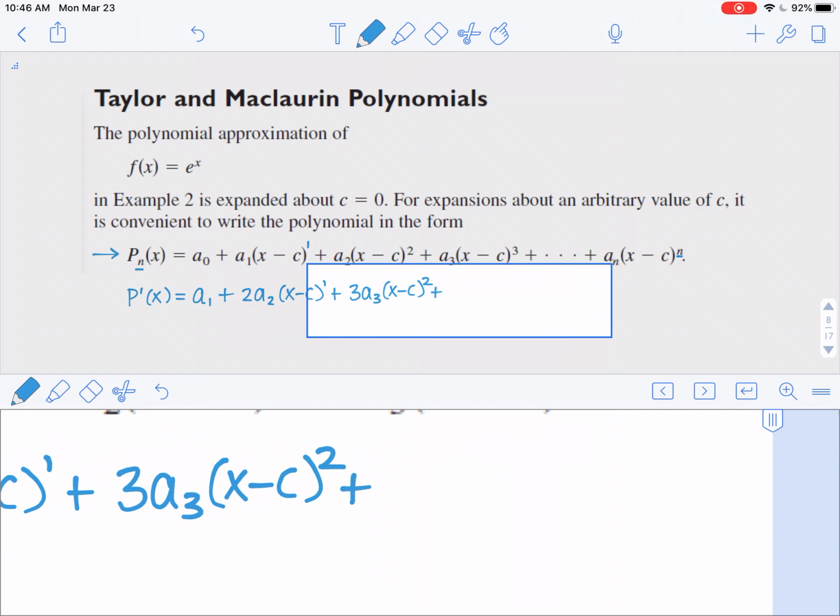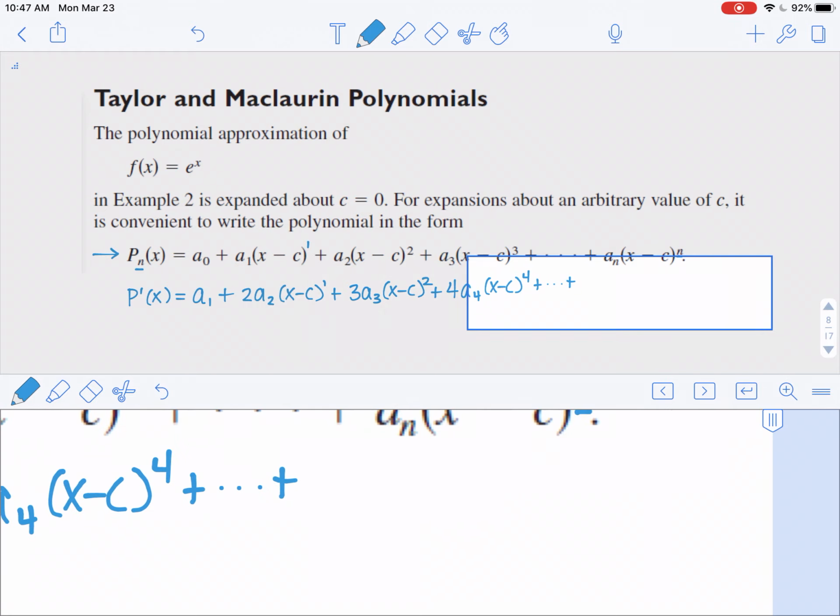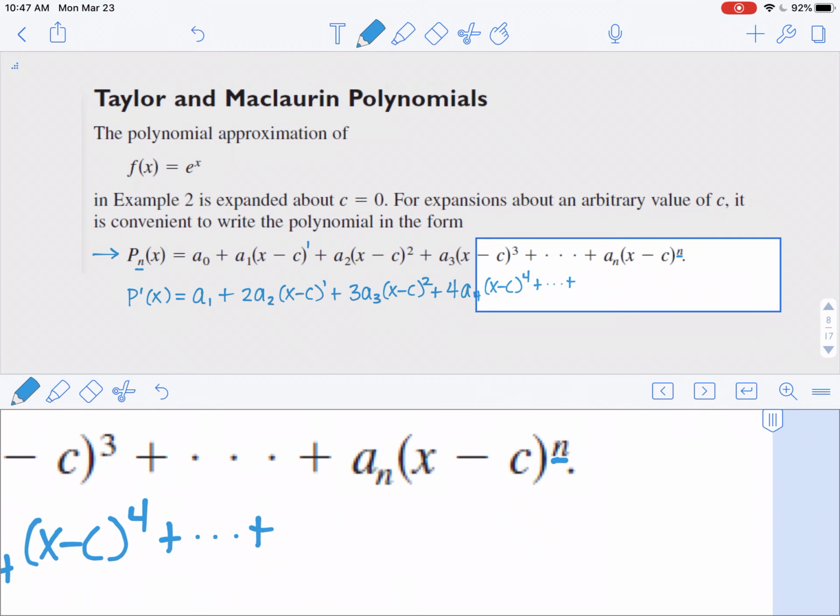I could do the next one, even though it's not written out. I bet you can make a prediction: 4a sub 4 times x minus c to the third. And then if I thought about doing the last one, it would follow that same pattern. The exponent would come down times the existing coefficient times x minus c to the one less power. Okay, so that's what it would look like.